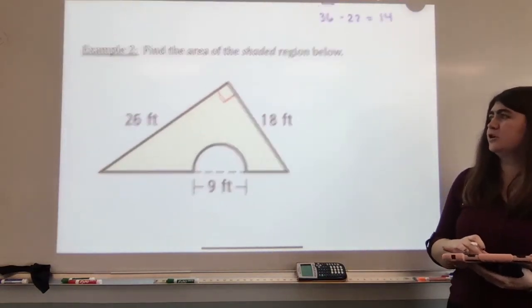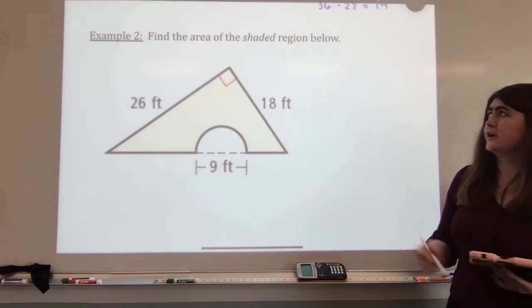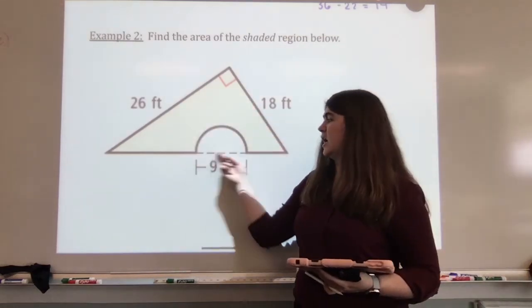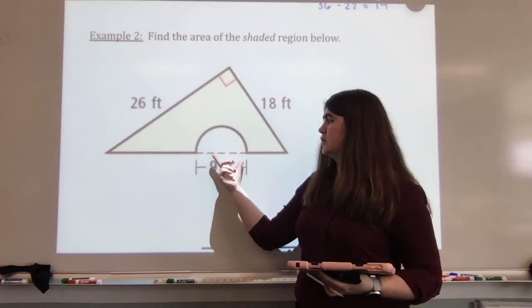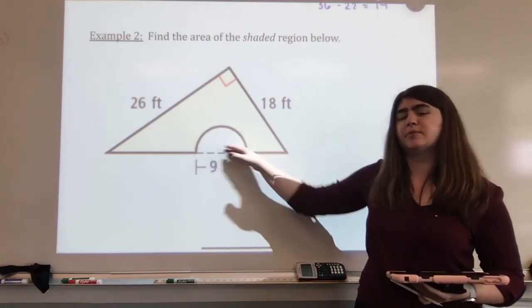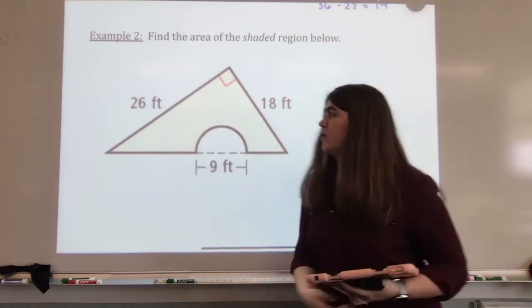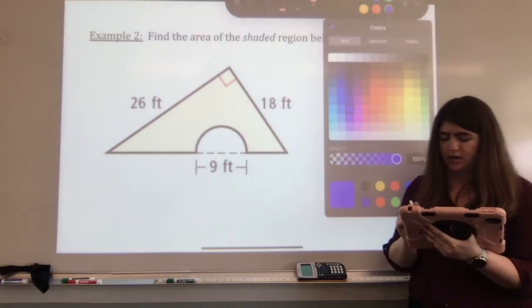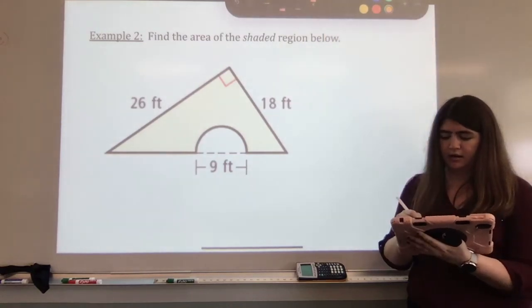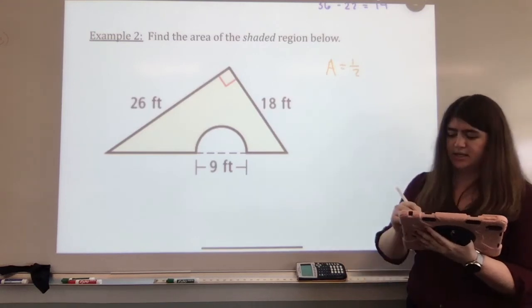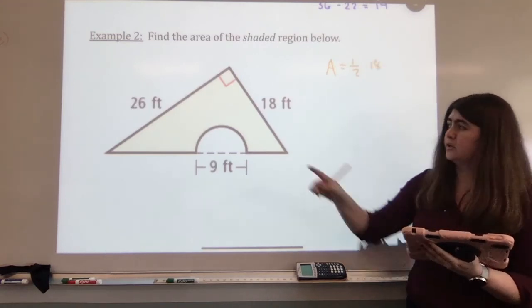Okay, example 2. Find the area of the shaded region below. So I have this triangle here, and then I have a cutout right here, and we need to find the area of this cutout and subtract it from the area of this triangle. So I'm going to start with what I do know, and what I do know is that the triangle has an area of 1/2 times the base, which is 18, times the height, which is 26.